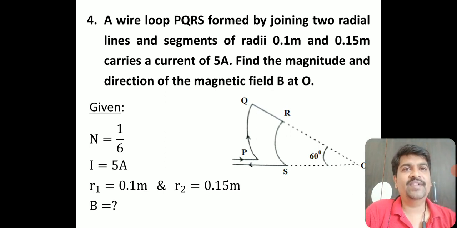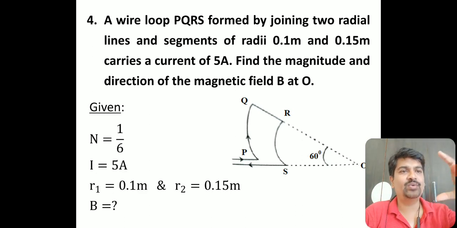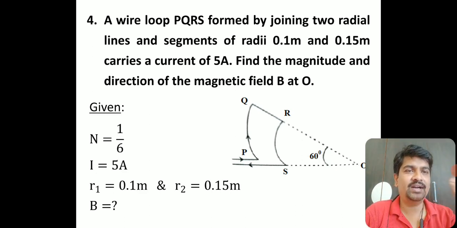This time it's a wire loop PQRS. It is a kind of loop, not exactly a circular loop. It is formed by joining two radial lines and two segments of radius 0.1 meter and 0.15 meter, and it carries a current of 5 amperes. Find the magnitude and direction of the magnetic field B at O.